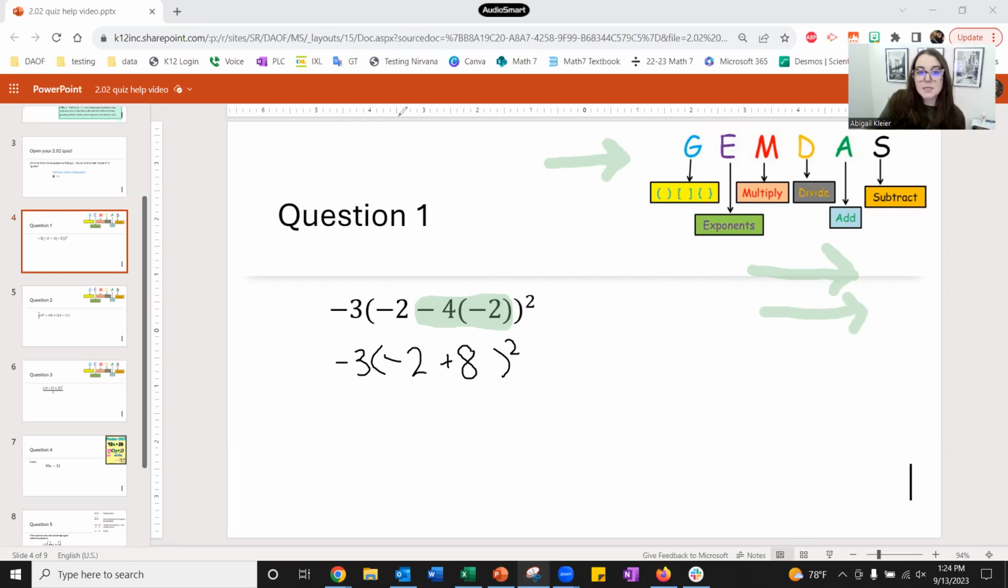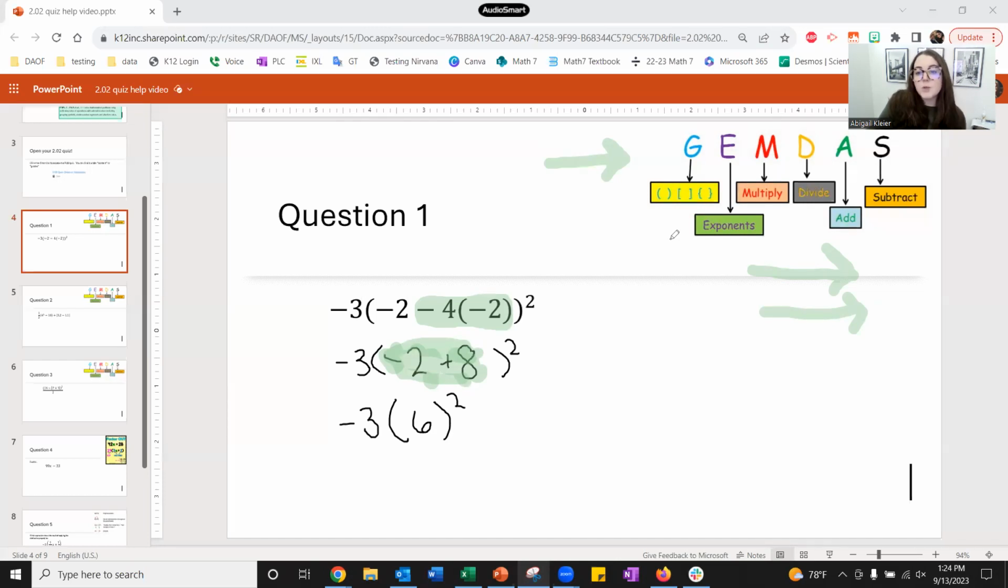Next step, I still have grouping symbols. I still have parentheses. So now we have to solve what's inside that second set of parentheses. This one is -2 plus 8. -2 plus 8 is 6. And I carry down everything else that hasn't been highlighted or that I haven't used.